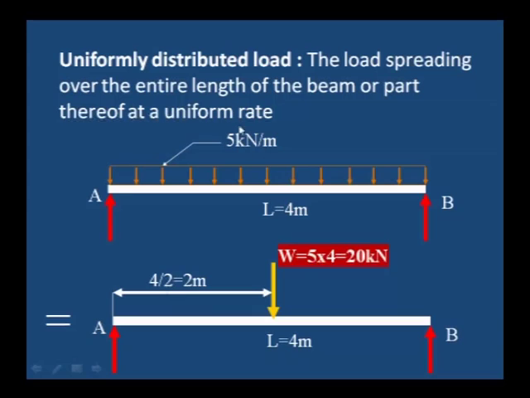That means if we want to convert the uniformly distributed load to the point load for calculation purposes, we have to multiply the intensity of load, 5 kilonewton, with the distance, and we get the point load. That point load will act at half the distance, the center distance, that is 4 meter divided by 2, 2 meter from A, or from B also it is 2 meter.